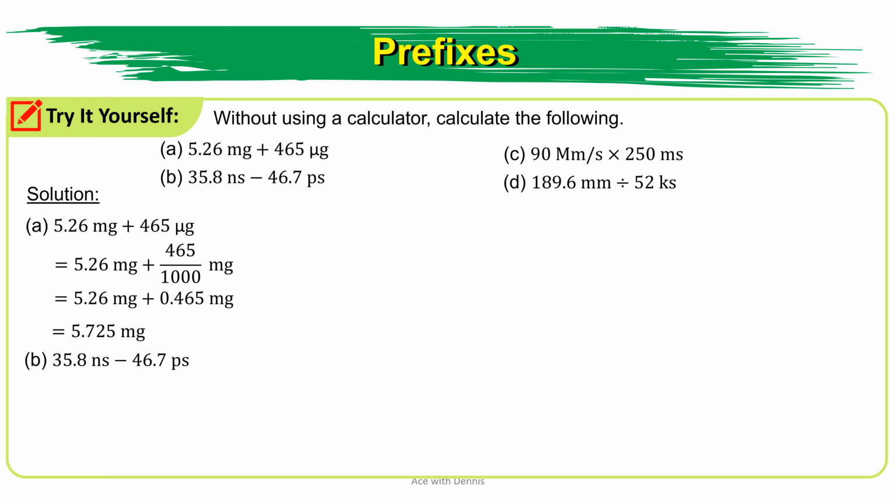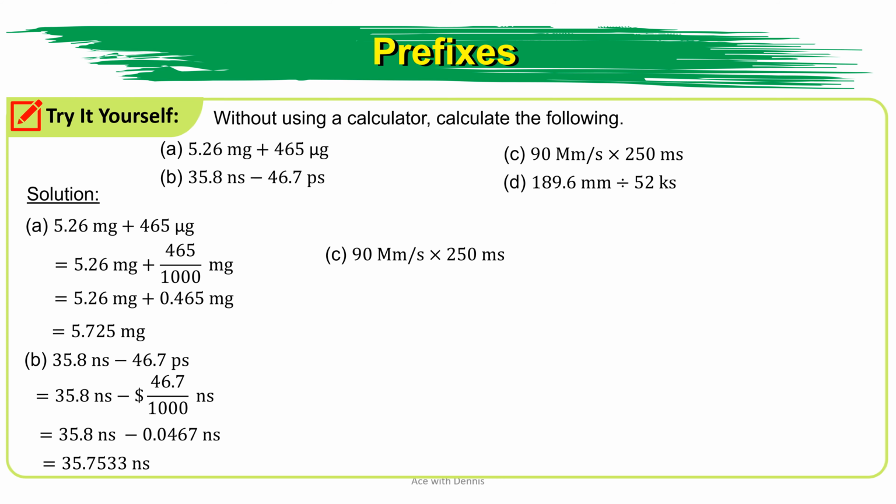For B, 35.8 nanoseconds minus 46.7 picoseconds. We also need to standardize the unit, so we will change it to nanoseconds for this case. So it will be 35.8 nanoseconds minus 46.7 over 1000 nanoseconds, and we get 35.8 nanoseconds minus 0.0467 nanoseconds. The answer is 35.7533 nanoseconds.